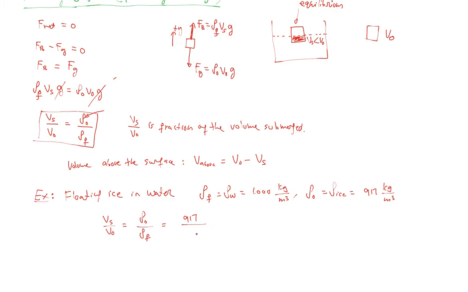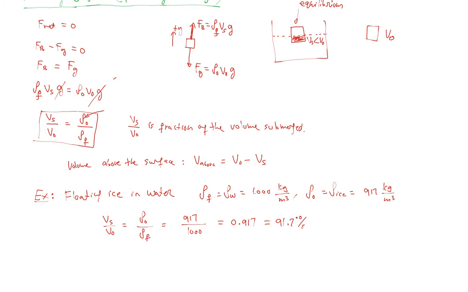I don't need to write in the units because they're going to cancel out. Then density of the fluid, and this is 0.917, okay, which is 91.7%. So it means 91.7% of the volume of that ice is submerged under the surface.